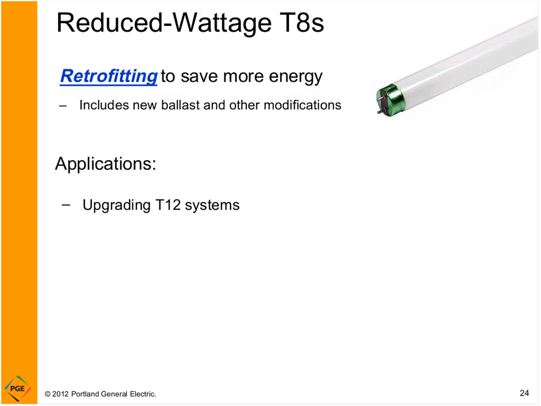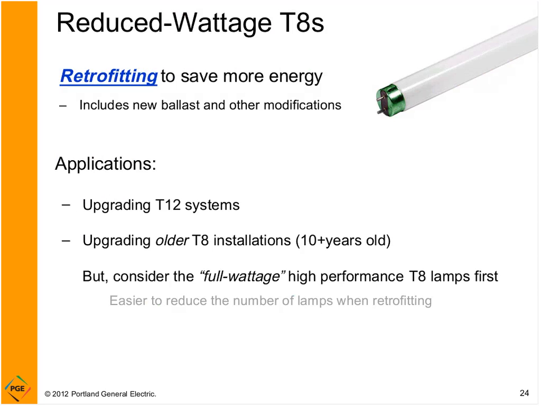Obviously, if you have a T12 system, you can't just stick reduced wattage T8s in because the ballast is not compatible. So retrofitting is a good application if you have a T12 or if you have an older T8 system, let's say 10 years old or older. The ballasts are starting to fail. You're going to need some new ones anyway. And if you're overlit, again, this could be a good strategy.